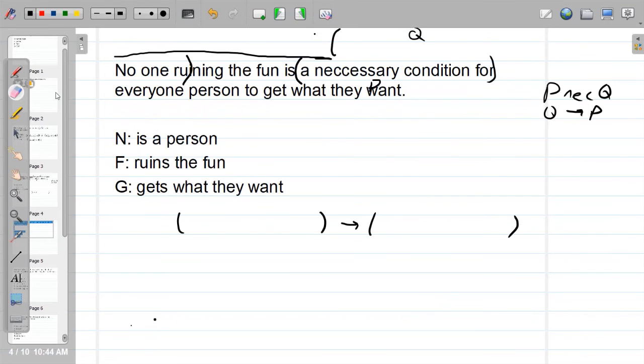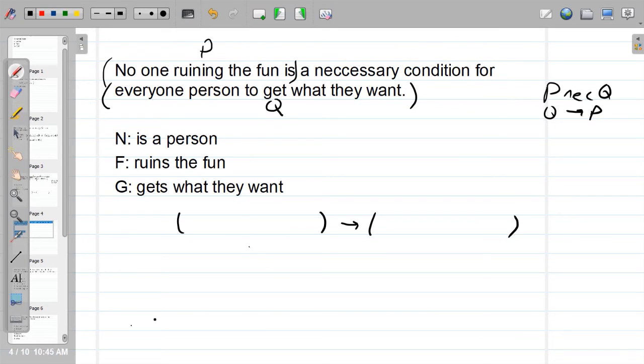We still need to figure out how to symbolize this thing. So let's do this. Okay, so now what do we have here? No one ruining the fun, this thing, is a necessary condition for this thing. We said if P is a necessary condition for Q, then we symbolize it as Q, therefore P. Right? So P is a necessary condition for Q. That means it's going to be Q, therefore P. Does that make sense so far? So is necessary condition the same thing as only if? Yeah.